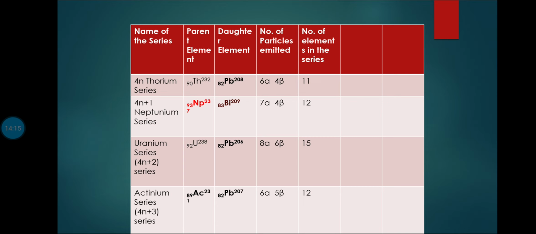Actinium series, 4n plus 3 series. The parent element is actinium 231. The daughter element is lead 207. Here 6 alpha and 5 beta particles are formed. The number of elements in this series is 12.